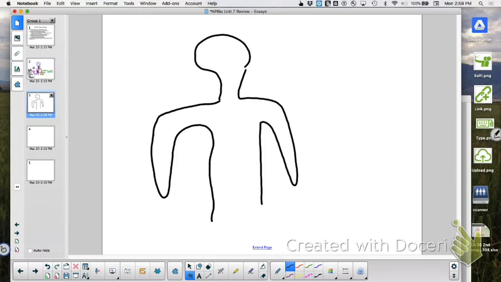Look at the arm. Why is one of its arm longer than the others? The head. Arm is looked over.